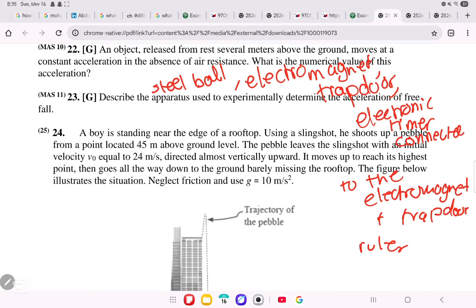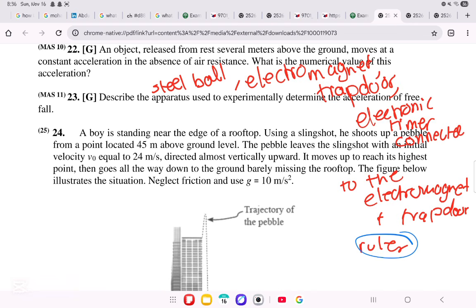of free fall. You'll say, okay, I need a steel ball, an electromagnet, a trapdoor, an electronic timer connected to the electromagnet and the trapdoor, and a ruler to measure the distance between the electromagnet and the trapdoor. Or the steel ball, is it? No, between the electromagnet and the trapdoor. How will this experiment go? I have a steel ball, and it's connected to what? Connected to the electromagnet, right? Because I turned on the electromagnet and it will attract the steel ball.